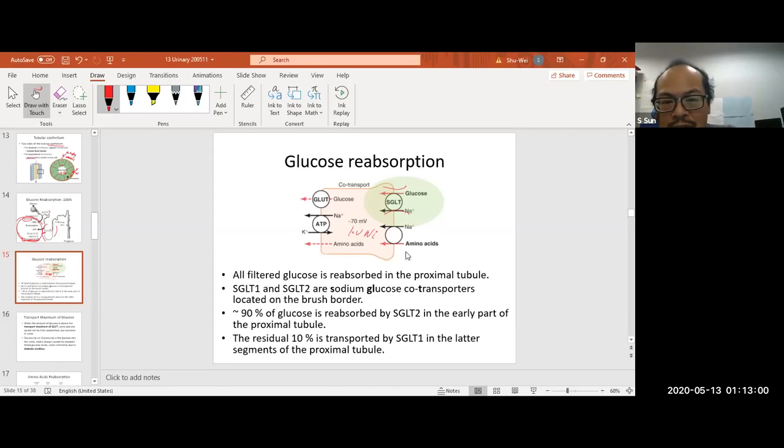Same thing applies to the amino acid. Amino acid is also a sodium co-transporter. So in the proximal, glucose and amino acids are 100% reabsorbed, and their reabsorption is all by sodium co-transporter. Any questions?